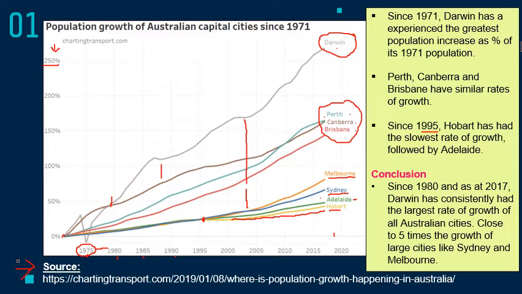Sydney and Melbourne are around about 50–60%, maybe a bit greater. This is over 250%. So we can say it's about 5 times the growth. That's my conclusion. You might reach another conclusion, but that's the conclusion I've drawn from this data. So the conclusion is kind of like a summary statement, the key points, the main points, obviously using your own words, of what the data is telling us.